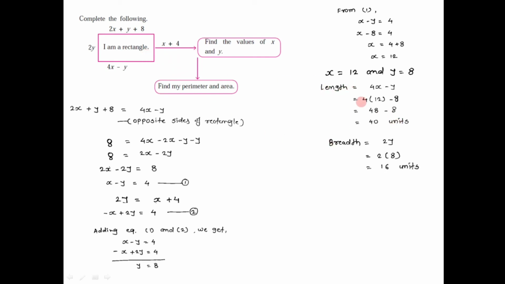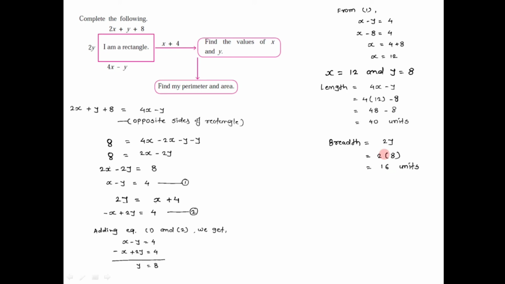In the same way, we can find the breadth of the rectangle. For that, either we can use breadth is equal to 2y or breadth is equal to x plus 4. Here we have used breadth is equal to 2y. Y is 8, so we replace y by 8 here. So 2 into 8, that's 16 units. So the length is 40 units and the breadth is 16 units.